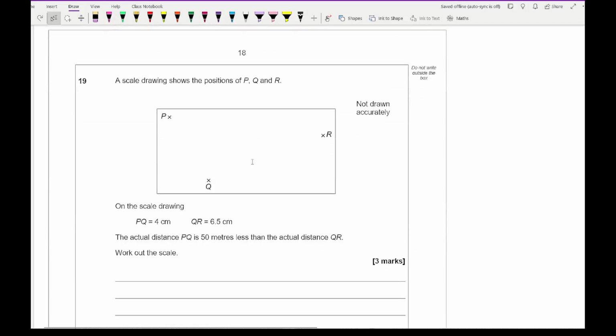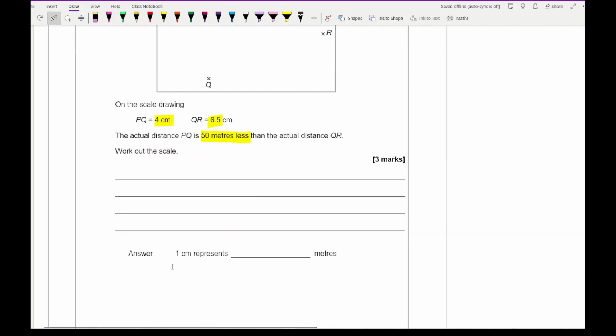Looking at question 19, it says the scale drawing shows the positions of P, Q, R. On the scale drawing, P to Q is 4 centimeters, Q to R is 6.5 centimeters. The actual distance P to Q is 50 meters less than the actual distance from Q to R. Work out the scale. So looking and reading this part of the question, we can see that 50 meters less must be the difference between these two lengths. So 50 meters, now let's just have a look at how they want the scale.